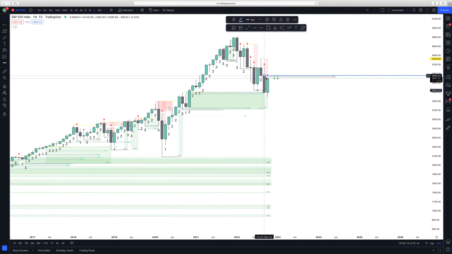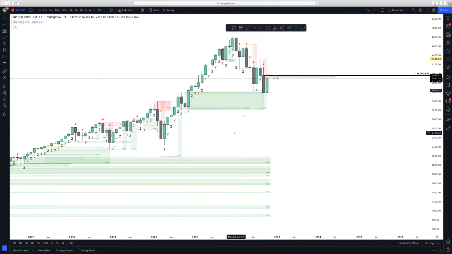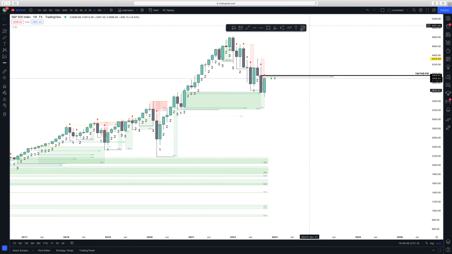I will mark a line here from the monthly chart, and I'm going to make this a different color so you guys can see more clearly. Let's just make it black, make it simple. I will put 1 month fair value gap fill. I'll make it a bit smaller because there are going to be so many different lines from different time frames.